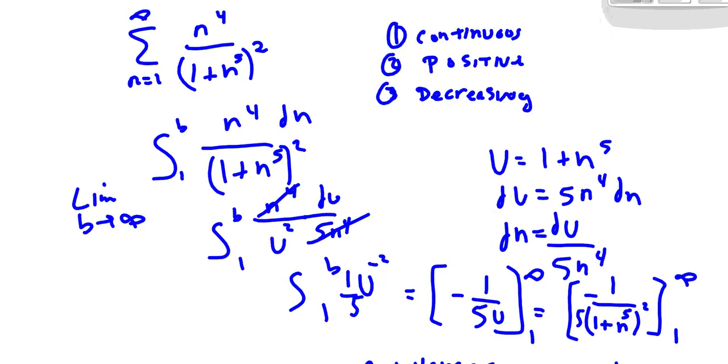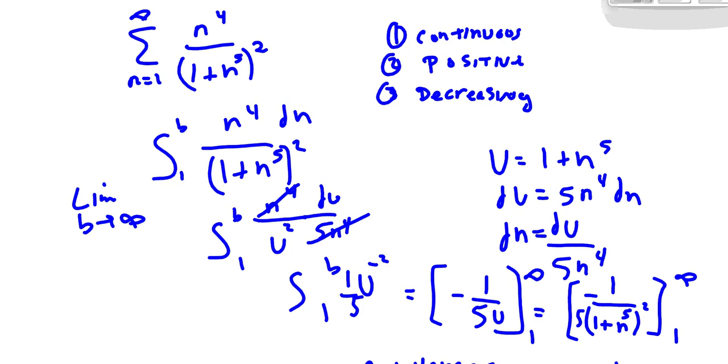Okay, our next, we are going to look at n to the 4th over (1 plus n to the 5th) squared. We're going to use the integral test on this one. Now there's three things that must be true for the integral test. One, it must be continuous. This one's continuous. It must be positive, clearly positive, everything's to an even power. And decreasing. It is decreasing because the denominator will always be larger than the numerator.